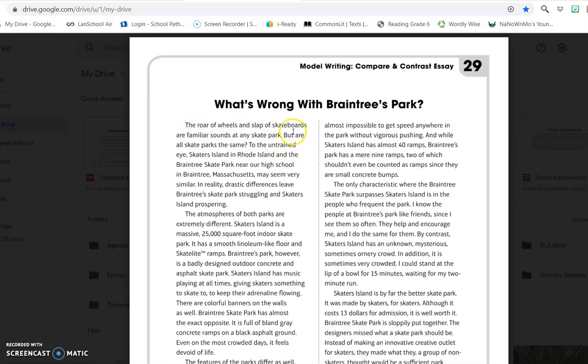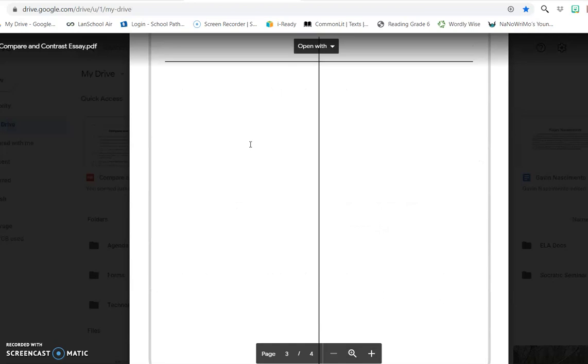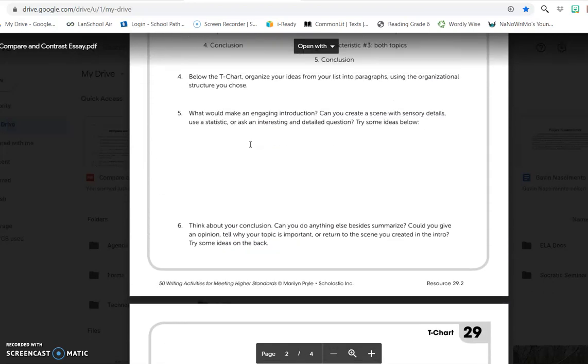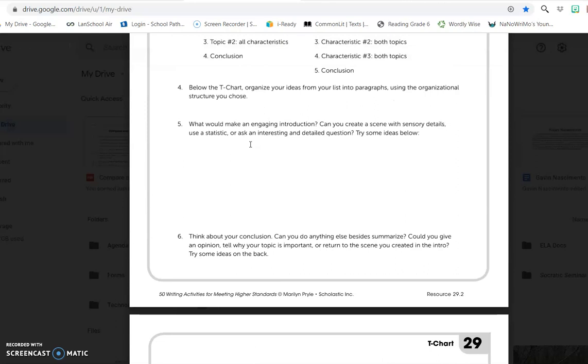It gives us the roar of wheels and the slap of skateboards, familiar sounds. That word sounds lets us know that it is a sensory detail. You can use that as well in your own writing piece. It's definitely a writing technique that does engage the reader right away because we all use our 5 senses. You could use a statistic, some facts or data about your topic, or ask an interesting and detailed question.